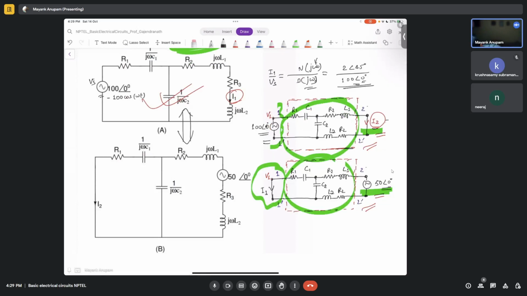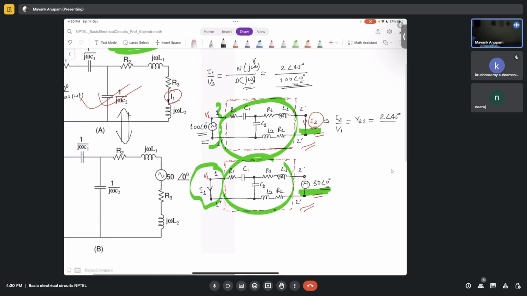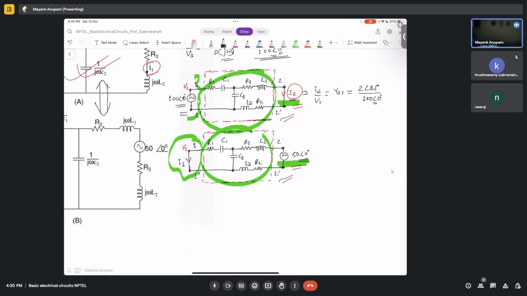Tell me in terms of Y parameters, what is it? What is I2 by V1? It is Y21, right? And Y21 is how much? It is 2 angle 45 divided by 100 angle 0. This is Y21. And we know that Y21 is also equal to Y12, right?